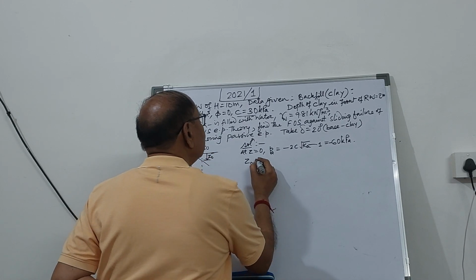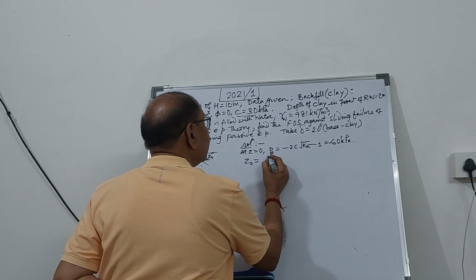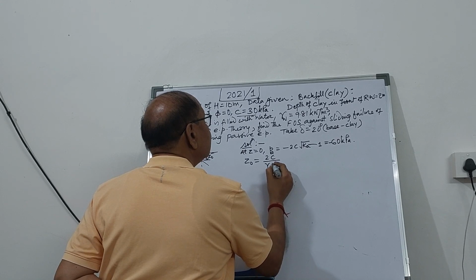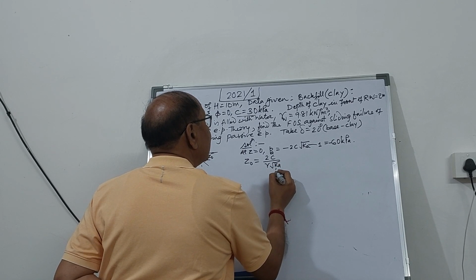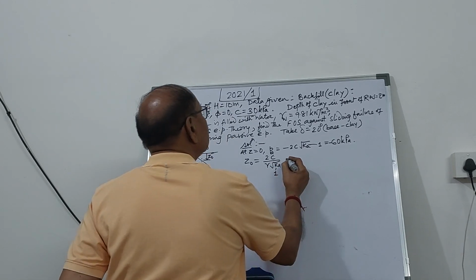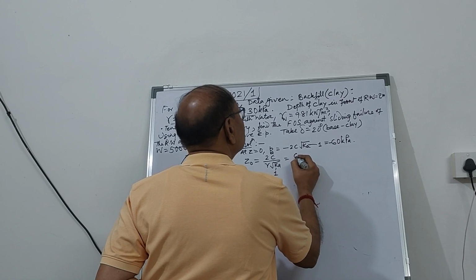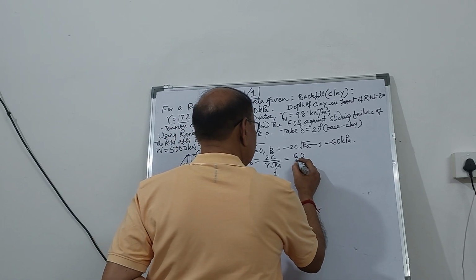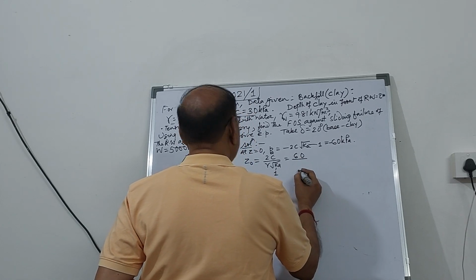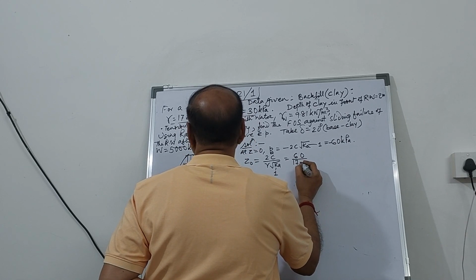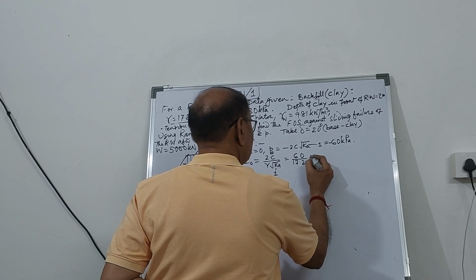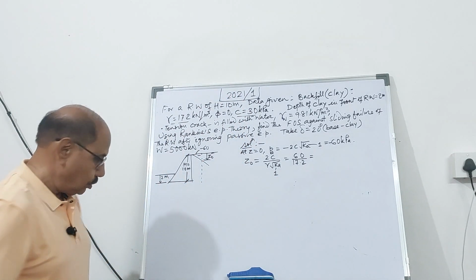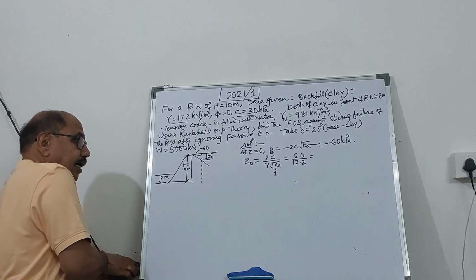So z0 is going to be 2c divided by gamma under root k. K is 1. So it becomes 2c, which means 60, divided by gamma 17.2. So take your calculator and calculate z0. So z0, I can calculate it.